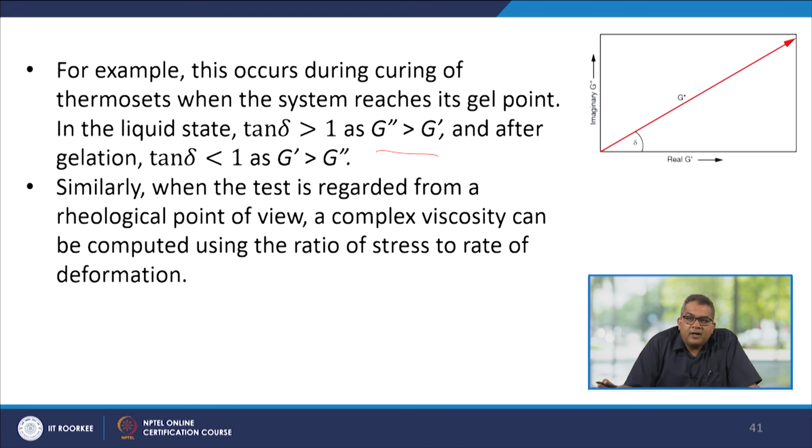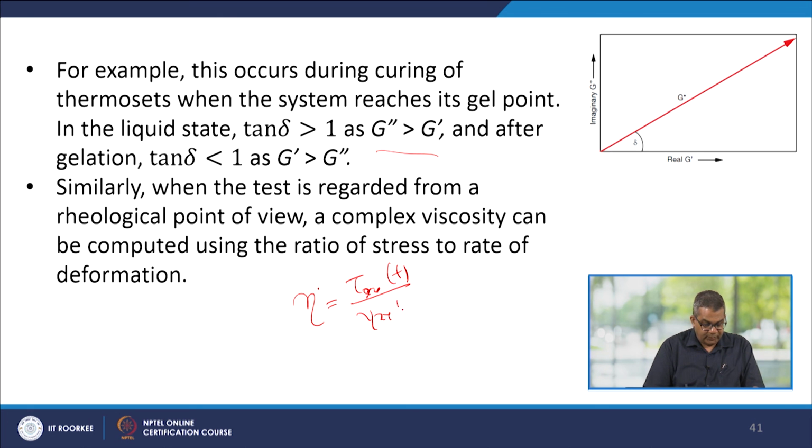Similarly, when the test is regarded from a rheological point of view, a complex viscosity can be computed using the ratio of stress to rate of deformation. Now, this can be represented as eta star is equal to tau xy over gamma dot xy(t), which is equal to eta prime minus i eta double prime, where this one is the viscous component of the complex viscosity. This is also referred to as the dynamic viscosity, and eta double prime is the elastic component, also referred to as the out of phase component of the complex viscosity.